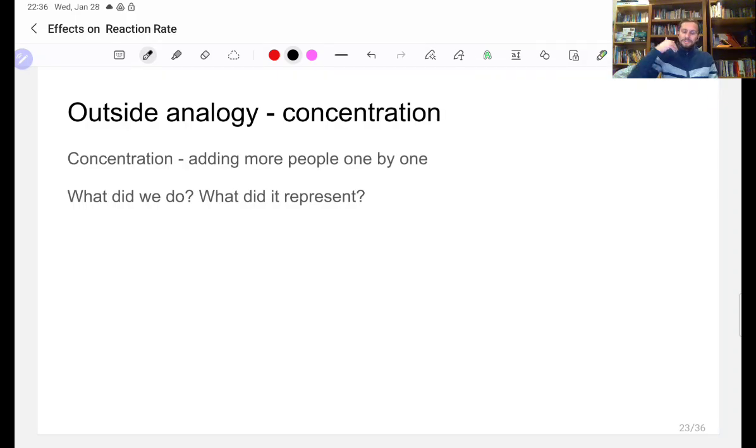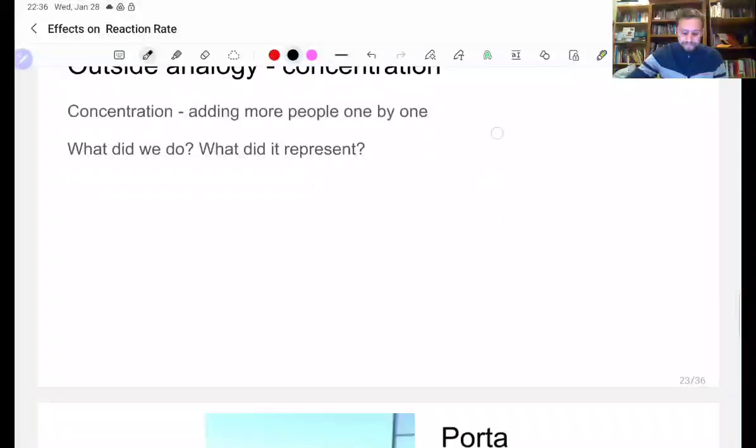Okay, so hopefully you tried that outside analogy with the sub. Now take like 90 seconds, 2 minutes, to write in your notes, what did you do, what did it represent, and you can go over it, and then the sub can call on somebody to answer what you did.